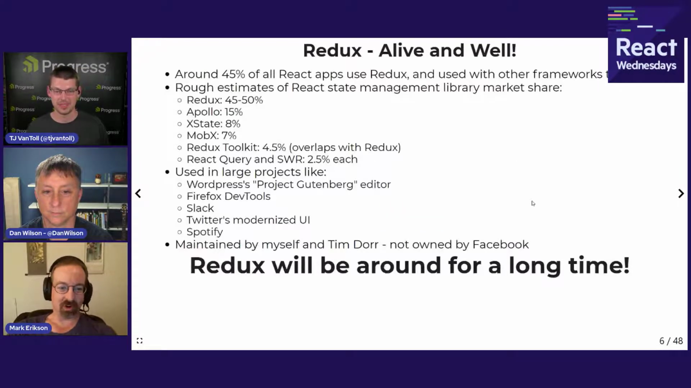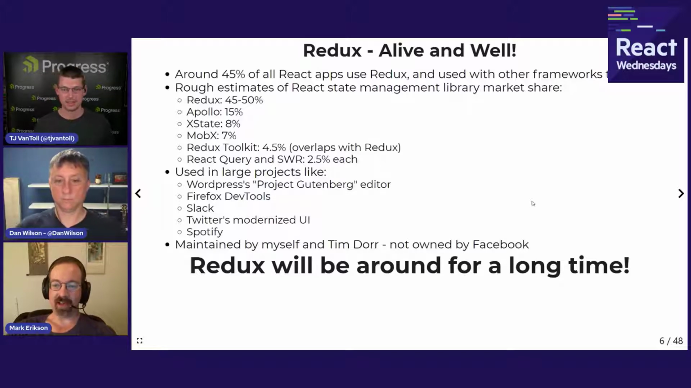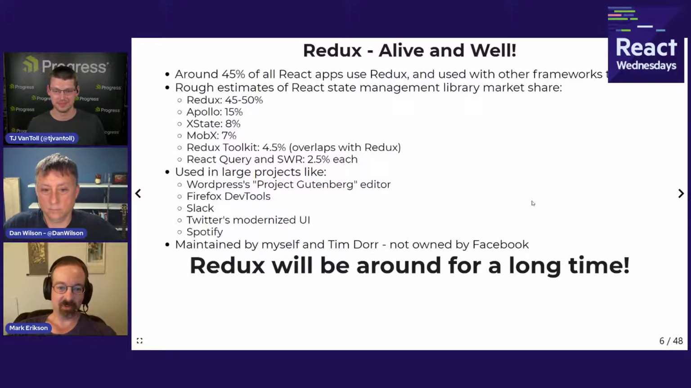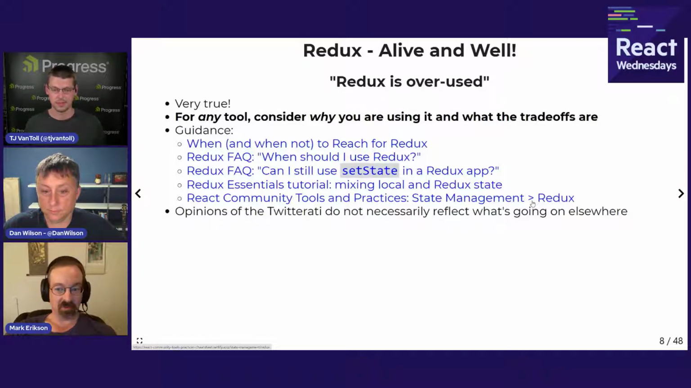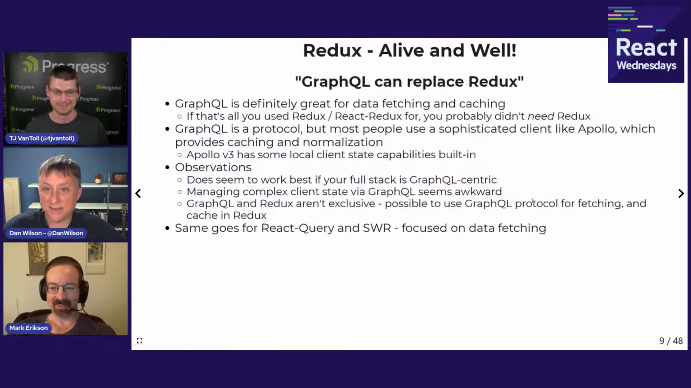But the standard talking points are: Redux is still used by around half of all React apps. It's still by far the most widely used React state management library at all, used by all kinds of big apps. It's not going away anytime soon. If you look at the download stats, the numbers keep actually going up in real terms. It is definitely overused, and my standard advice is for any tool, take time to consider why you're actually using it and what problems it solves. Don't just blindly grab for anything because someone said you ought to use it or because you saw it in a tutorial. And just because you see someone say on Twitter that a thing is dead does not actually make it so. Man, I can't handle all these facts dropping.